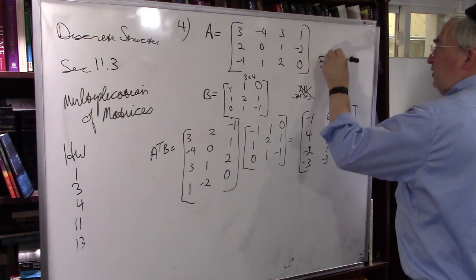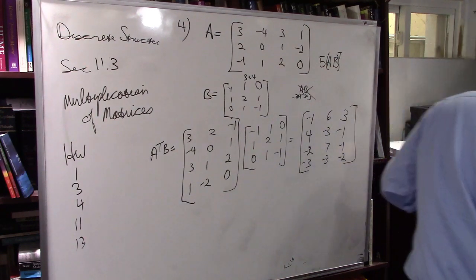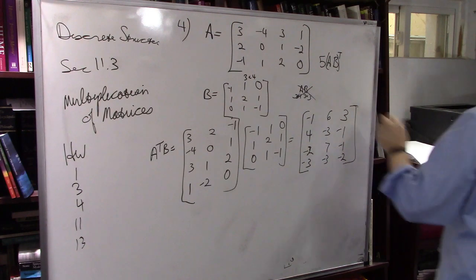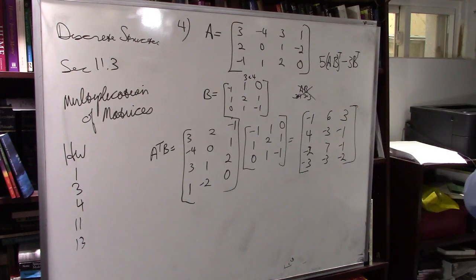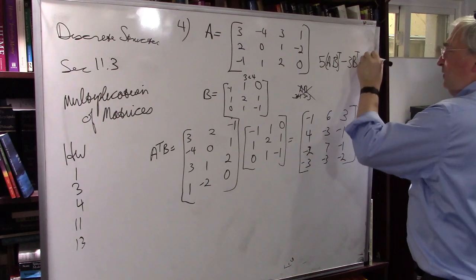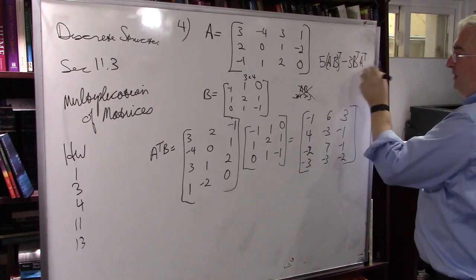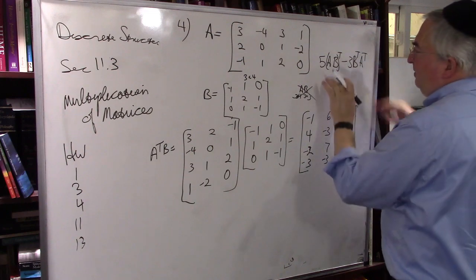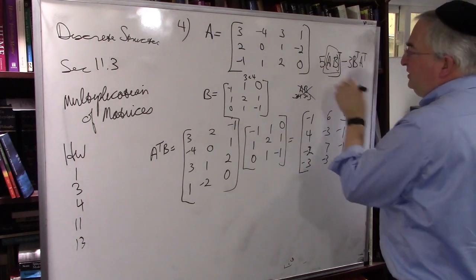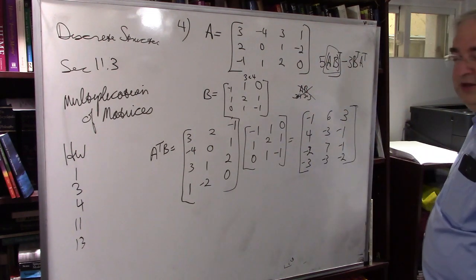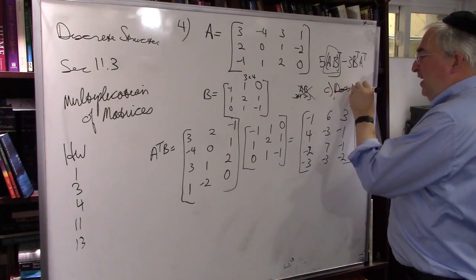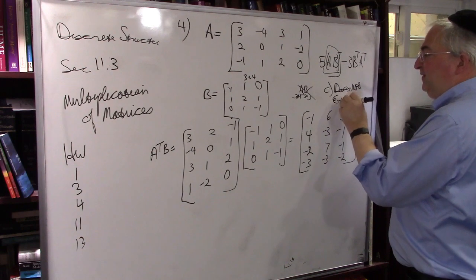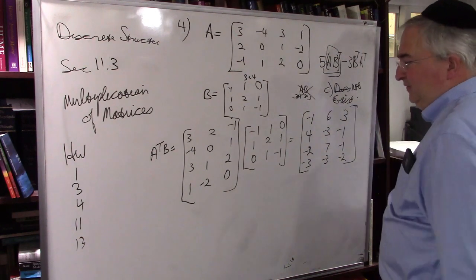5AB transpose minus 3B transpose A transpose, it doesn't matter about this. I'm not interested in this. Look, this doesn't exist, so the whole thing doesn't exist. So part C does not exist. Finished.